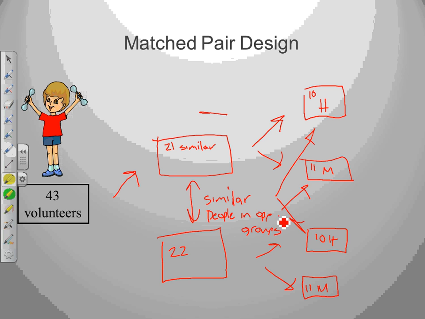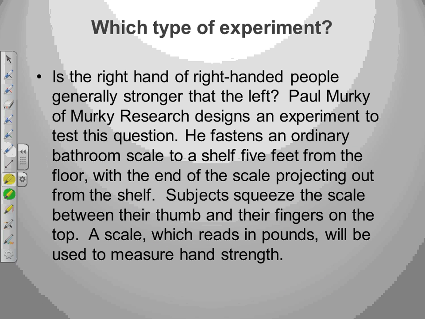Okay. It's probably harder to do the matched pair with the similar people. It makes more sense to do matched pair where you're just giving one person both treatments. But for certain experiments, you're just not going to match pair, because it doesn't make sense to lift one way for a bunch of weeks, take a break, then lift the other way. You're probably going to affect your results that way.